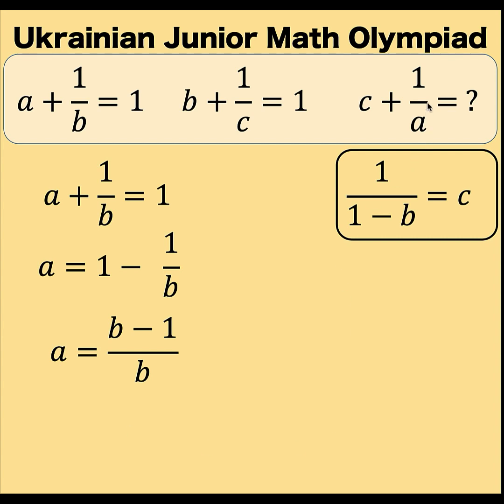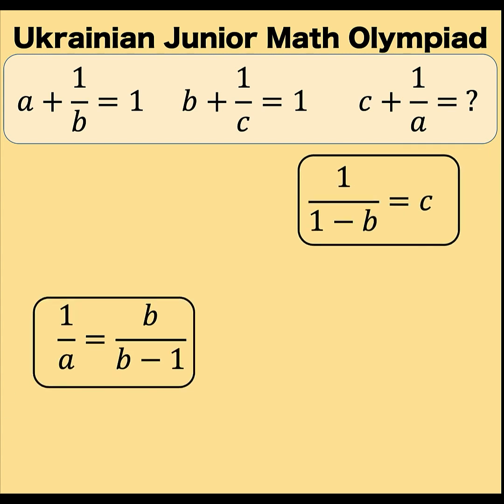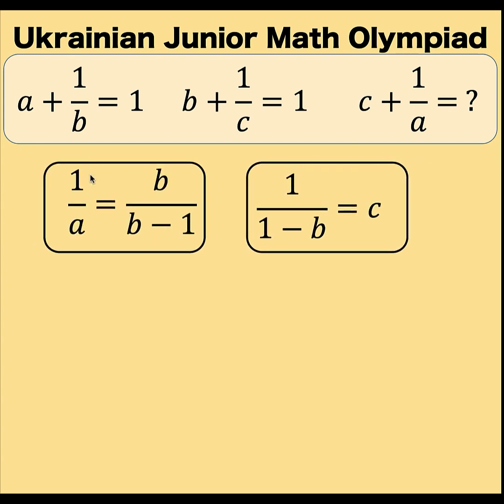So 1 over a is the reciprocal of a. So let's get the reciprocal of a, that's 1 over a. And let's get the reciprocal also at the right side, that is b over b minus 1. The numerator and the denominator switch places. So this is now our expression for 1 over a. So we are going to use now these results. So this is the expression for 1 over a, and this is the expression for c.